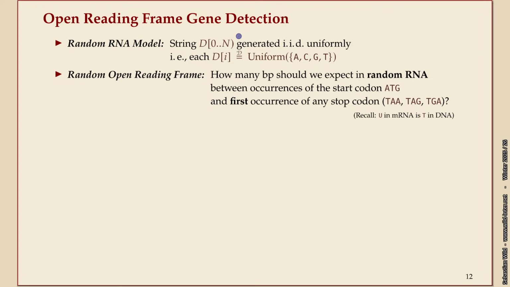So we pick a long DNA sequence. Every character is chosen uniformly at random, independently of all the others, from the 4 options. And then the question is, if I have some occurrence of the start codon and then the next occurrence of the stop codon, how much is in between? That would be an open reading frame. And that's what I'm comparing with the one I find in the genomic sequence.